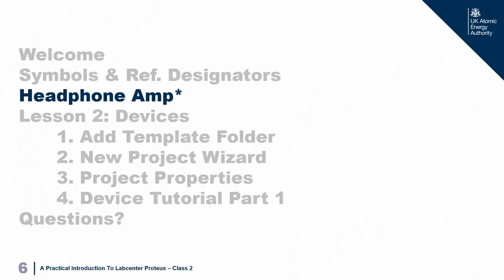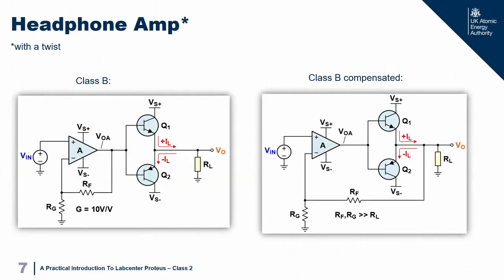Right, so a little bit of background on the headphone amp that we're going to make. Put an asterisk there with a twist. This is based around an op-amp amplifier circuit. So the op-amp is here.